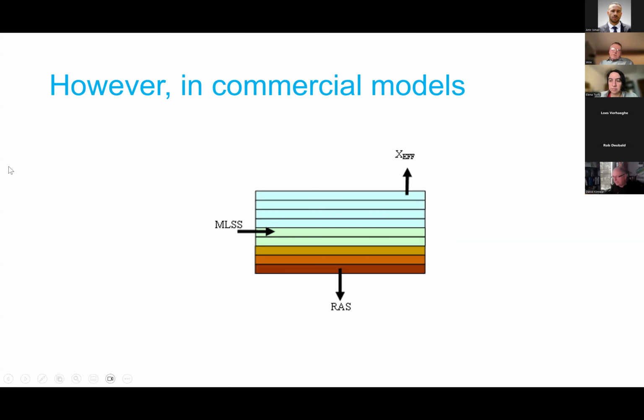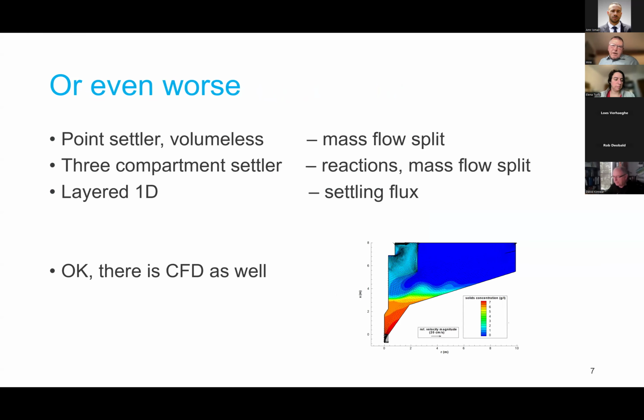And then if we go to the next one, you will see that it could be simulated even simpler. So in many packages, or the ones that I know, we also have what we call a point settler or volumeless separator that will simply split the mass. The mass flow that's coming into the clarifier is split into an effluent, which is usually, hopefully, the smaller or very small mass flow, and the rest has to go to the underflow.